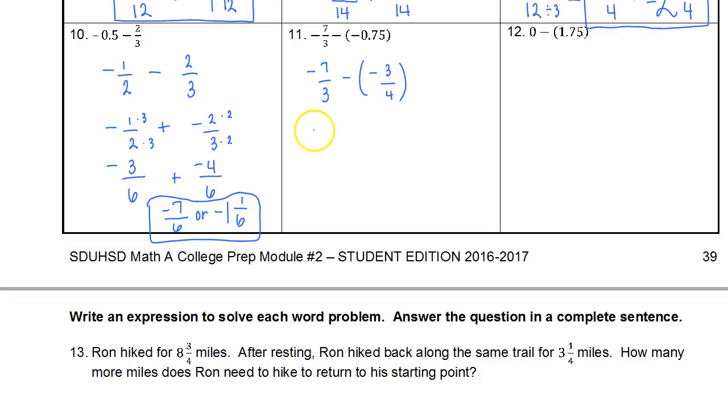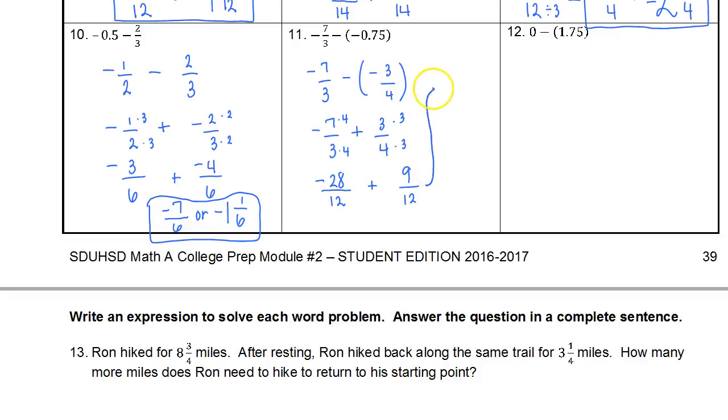But now I'm going to change it to addition of the opposite. So negative 7/3 plus positive 3/4. And now it's time for a common denominator. So I'm changing my denominators to 12. And I've multiplied 3 by 4 to get 12, and 7 times 4 would be 28. Negative sign comes down. And I've multiplied 4 by 3 to get 12, and 3 times 3 gives me 9.